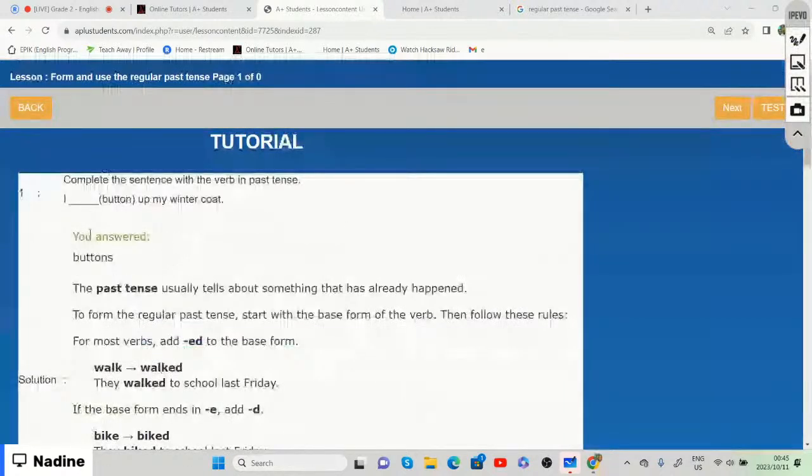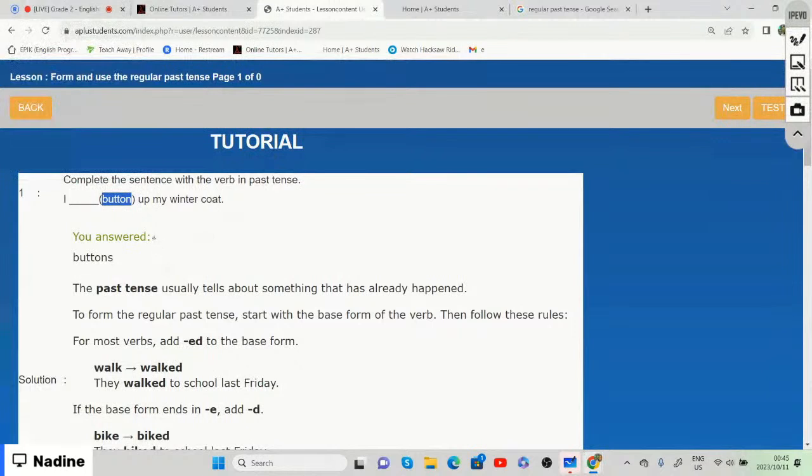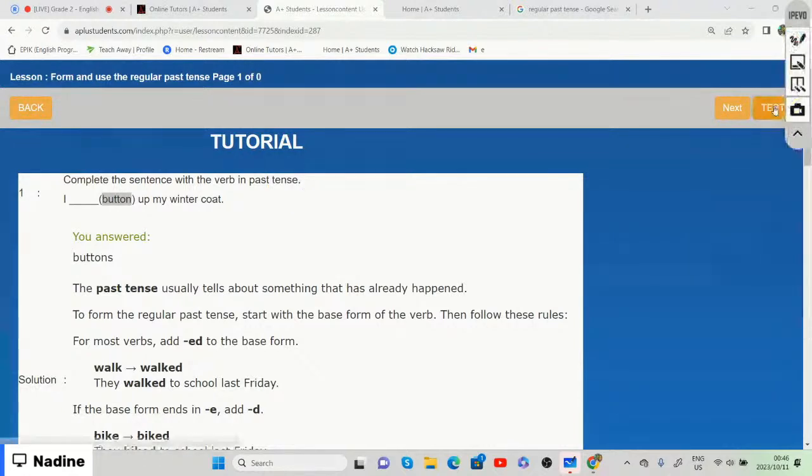And here it says, look at the word button. We can say, I button up my winter coat. If you button up your winter coat, and then we make mention of it in the past tense, then we can say that I buttoned up my winter coat. All right, let's do two questions.